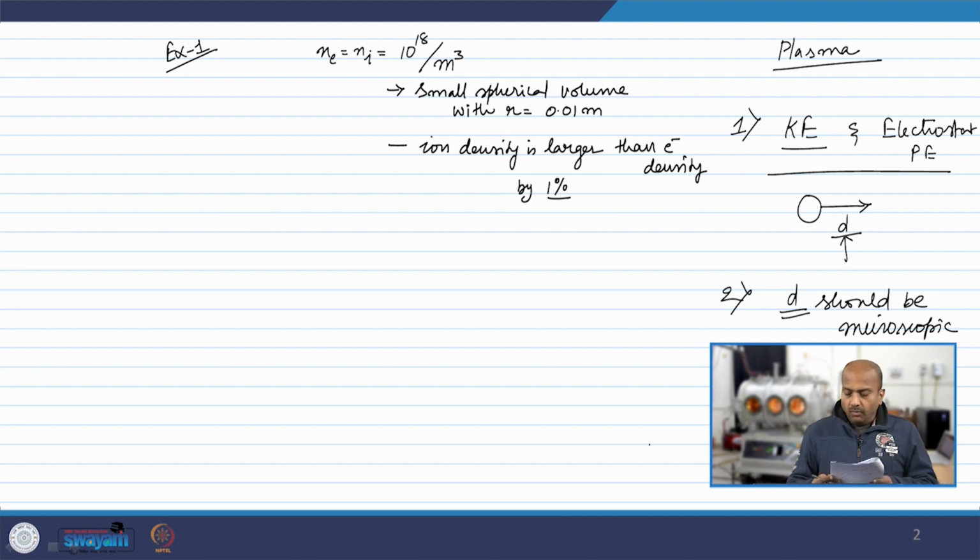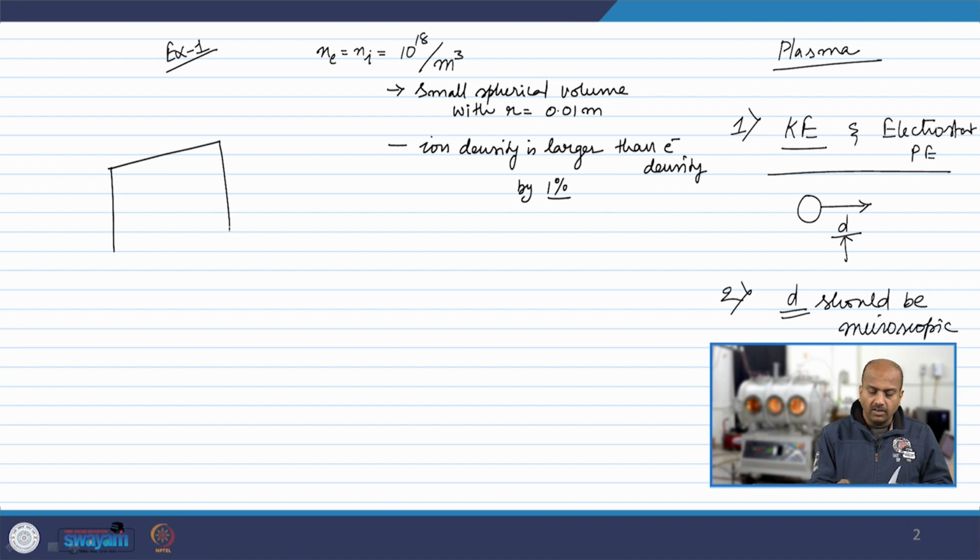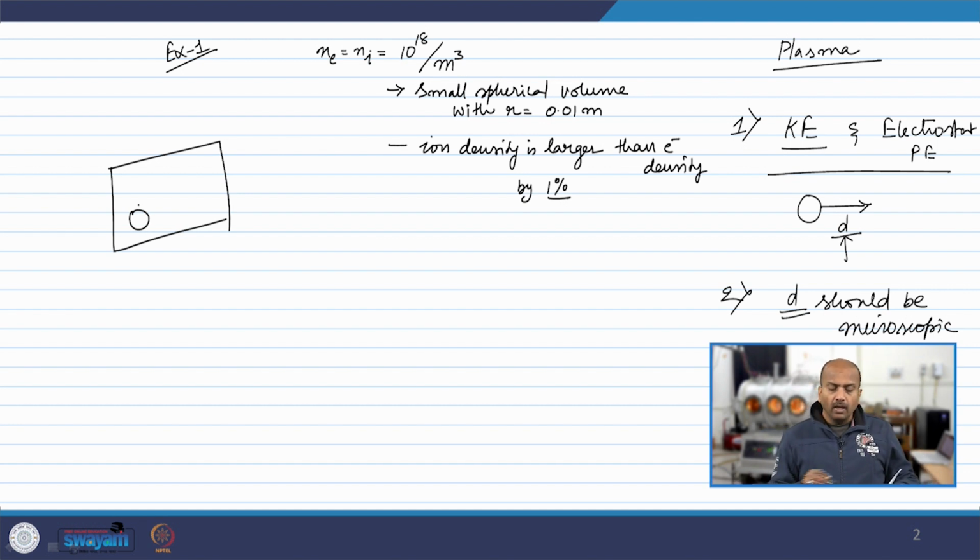Then we have to find out what will be the magnitude of the electric field that will be produced within this sphere. So, we have the plasma, and inside the plasma we have considered a small spherical region whose radius is 0.01 meter, and only within this spherical region the ion density is larger than the electron density by 1%. That means, if there are 100 electrons in that region, the number of ions would be just 1 more, in terms of percentages, right.